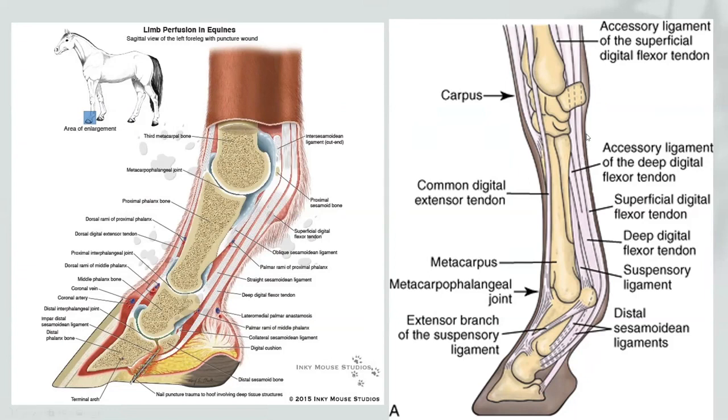All right. What's this one then on the outside? Superficial digital flexor tendon. Excellent. I like your reading. So that is your superficial digital flexor tendon. So it's on the outer surface closer to the skin. All right. It flexes from P2 and up. So these tendons and ligaments all work together to create flexion of that limb.